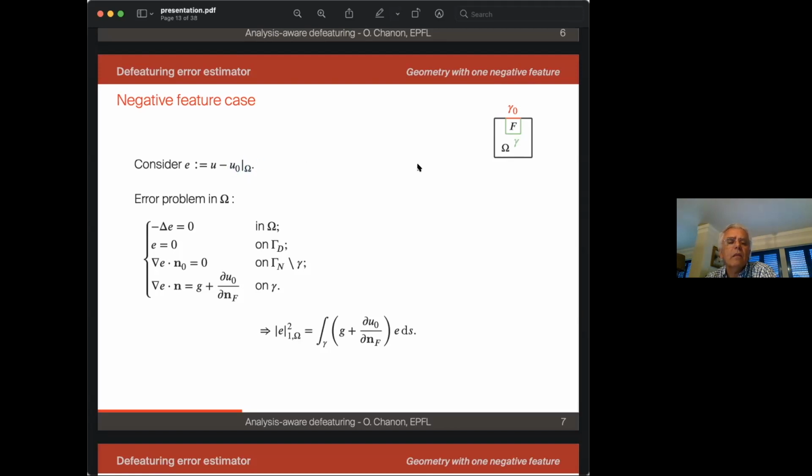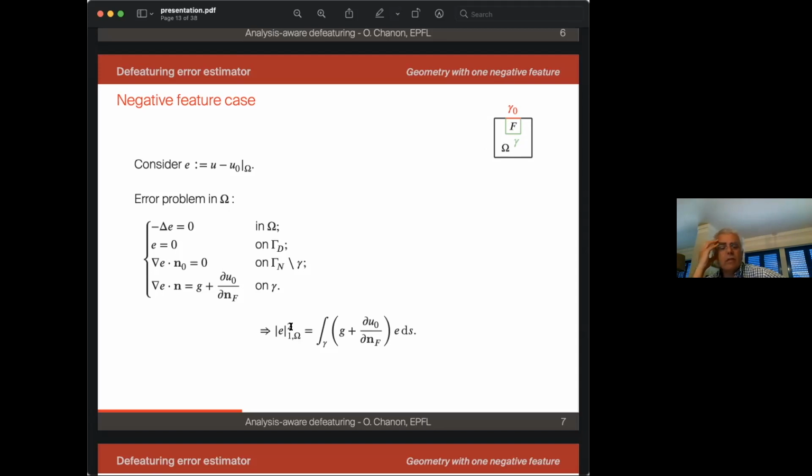In particular, it will have some Neumann data here, which is actually the flux of this U0 through this piece of boundary. So in particular, we will have a Laplace problem which has homogeneous boundary conditions everywhere except on this little piece gamma, which is where we actually make an error. So the whole error, if we want, is concentrated on this piece of boundary that does not exist in the defeatured geometry, but which exists only in the exact geometry.